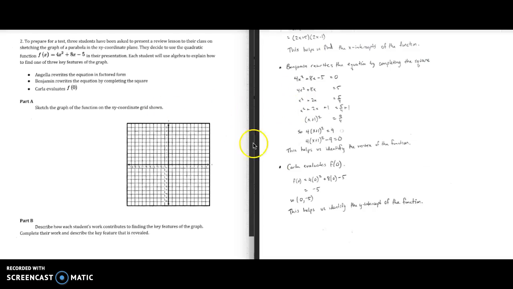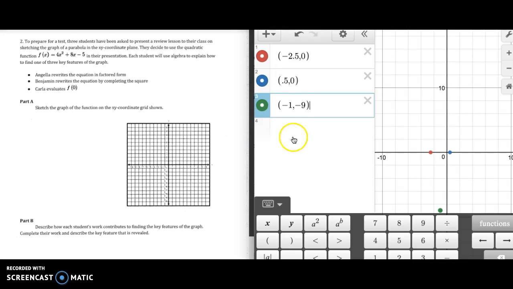Come back over here. Third person, Carla, evaluates f of 0. So f of 0, we're plugging in 0 to the original equation of 4x squared plus 8x minus 5. When I do that, I get negative 5. That means I have the point 0, negative 5. That point is the y-intercept. So let's come over here. I'm going to put also another point, 0, comma, negative 5.